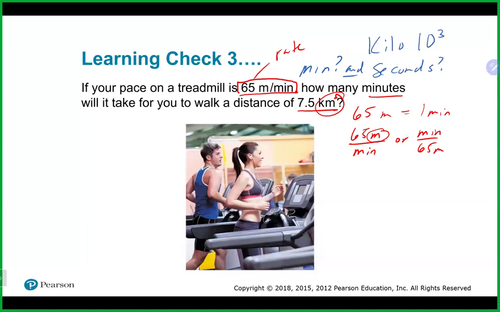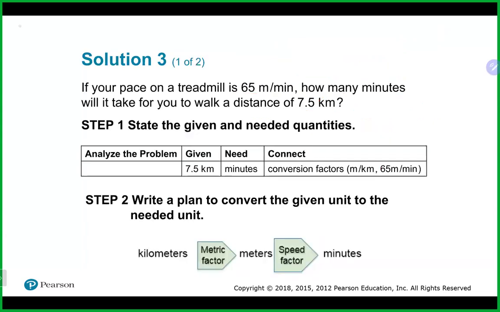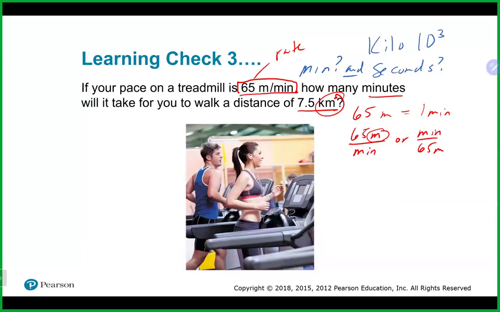Otherwise, we will be off by a factor of like 1,000 in this particular case. So again, you do need to do a conversion. It doesn't matter which one you choose. Again, I'm going to take just the one number by itself, 7.5 kilometers, and I'm going to take it into meters. And once I do that, I am good to go with this conversion factor.